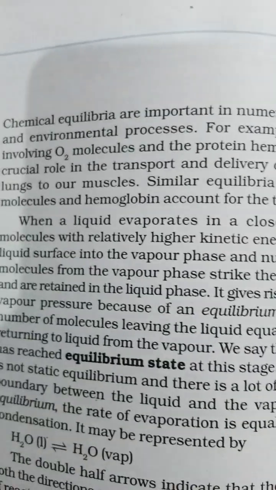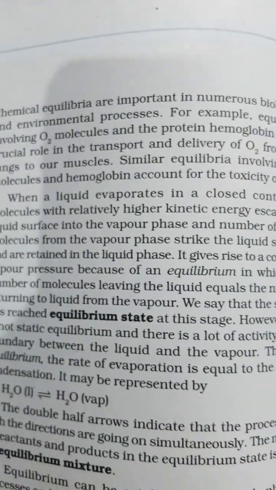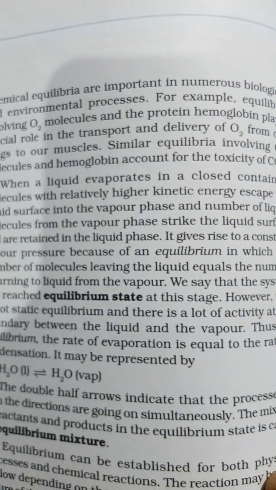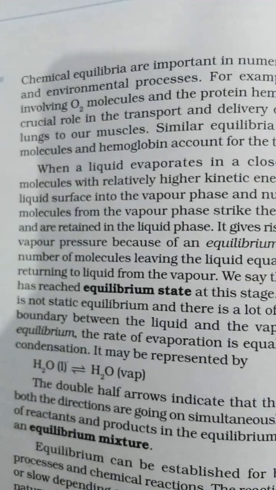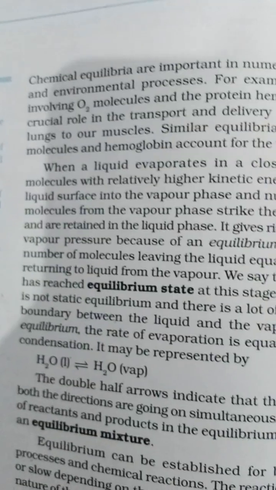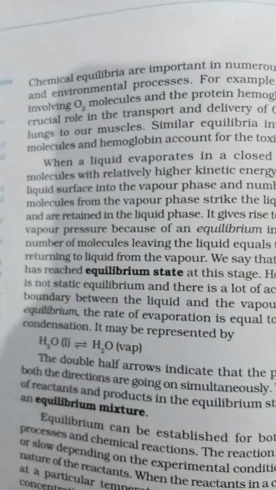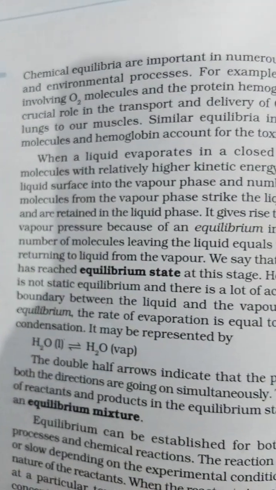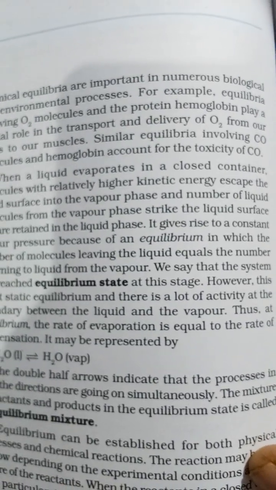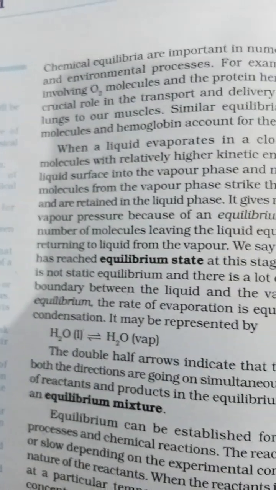What I am going to discuss is that chemical equilibria are important in numerous biological and environmental processes. For example, equilibria involving O2 molecules in the protein hemoglobin play a crucial role in the transport and delivery of O2 from our lungs to our muscles. Similar equilibria involving CO molecules and hemoglobin account for the toxicity of CO, carbon monoxide.